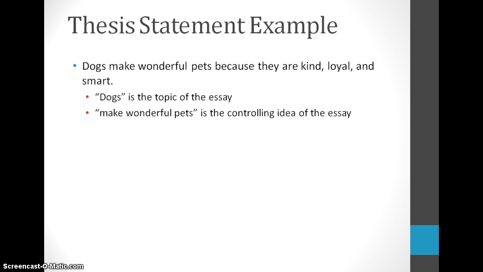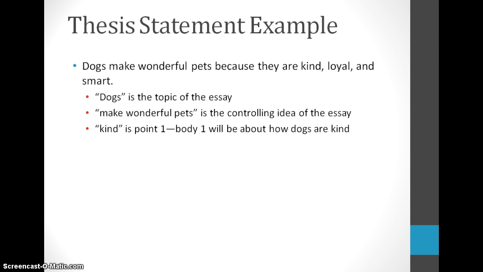The controlling idea is make wonderful pets. Here's the specific part of the thesis statement. This is what the writer is saying about dogs. It's the point. Thus, the entire rest of the essay is going to be about how dogs make wonderful pets. The writer will never mention anything off topic, like how sometimes dogs chew things up. That doesn't support the controlling idea that dogs make good pets, right? That's why it's called the controlling idea. It controls the essay. The 3 main points, then, are kind, loyal, and smart.